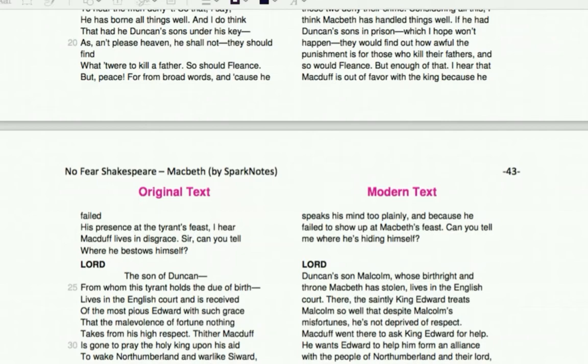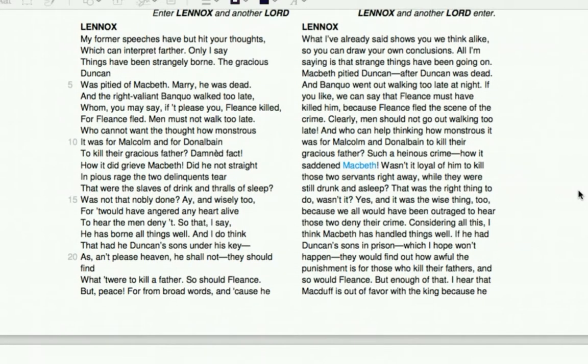So let's recap what Lennox is saying. It seems fairly favorable towards Macbeth. He says, what I've already said shows you we think alike, so you can draw your own conclusions. All I'm saying is that strange things have been going on. Macbeth pitied Duncan after he saw him dead, and Banquo went out walking really late at night. If you'd like, we can also say that Fleance must have killed him because he fled the scene of the crime. So Lennox is saying it looks like the sons of both Duncan and Banquo have something to do with their father's death because apparently they both fled. And the only one who feels badly that this happened is Macbeth. He says, really, the lesson learned here is that you shouldn't be walking out late at night.